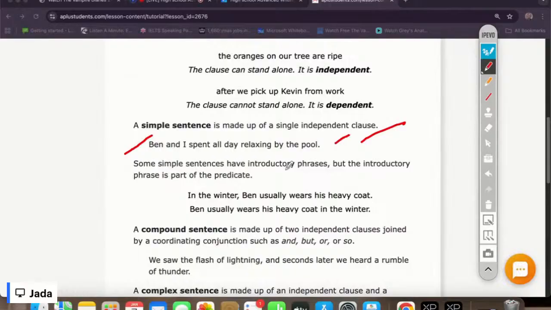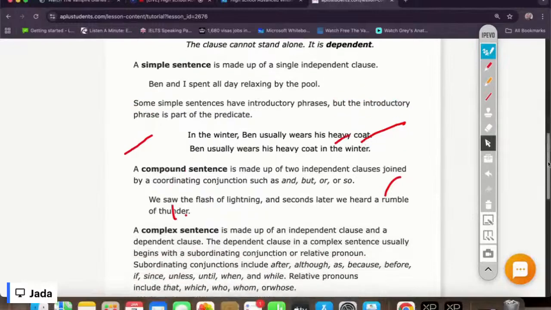Some simple sentences have an introductory phrase, but the introductory phrase is part of the predicate. So we have: In the winter, Ben usually wears his heavy coat. Ben usually wears his heavy coat in the winter.